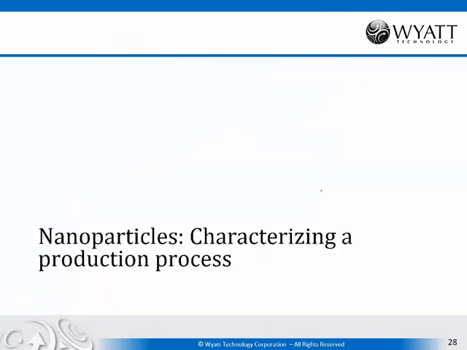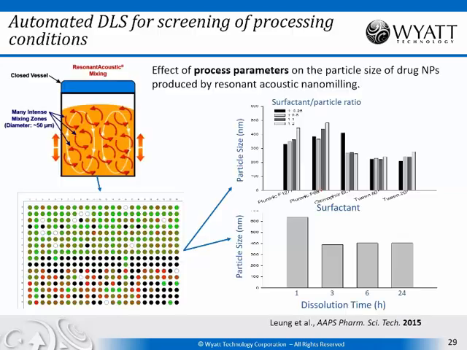In this example, I'd like to look at the characterization of a production process for nanoparticles, where dynamic light scattering high-throughput screening also plays an important role. And this is work that was done at Merck by Dennis Leung and his colleagues. What they're doing is taking a small molecule drug and converting it to nanoparticle form in order to have higher bioavailability. The normal milling process is very long and extended and not high throughput at all.